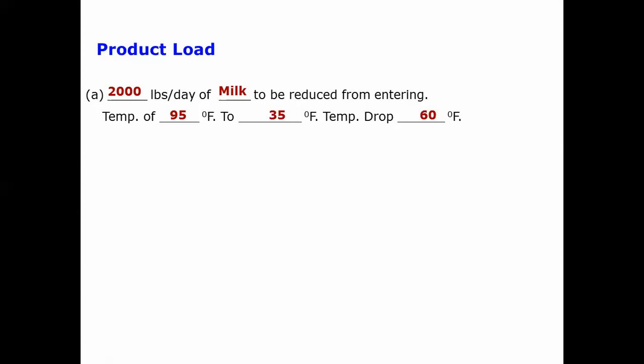And we have to bring the outside temperature to the inside room, called the storage temperature. This 95 degrees Fahrenheit to 35 degrees Fahrenheit. So there is a temperature drop of 60 degrees Fahrenheit. So first you write product load and write 2000 pounds of milk to be reduced from entering 95 to 35 degrees Fahrenheit of temperature. Write fast, okay?